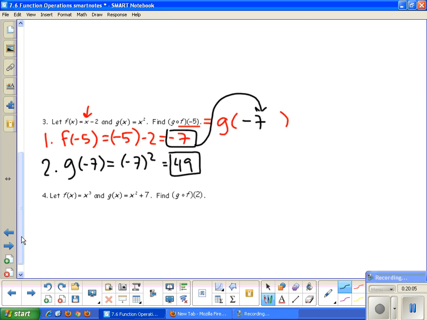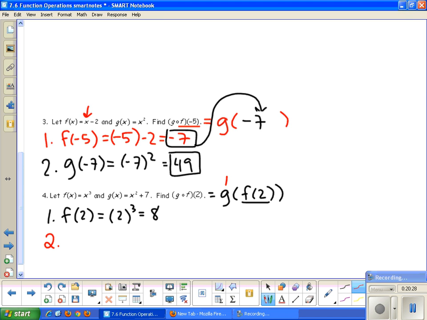Now let's do the next one. For the next one, I'm evaluating g of f of 2, which we can write as g parenthesis f parenthesis 2. So again, my inner function is f, so the first thing I want to evaluate is f of 2. So 2 to the third power is 8. Then I take that answer, because the second step is now I'm going to evaluate the outer function, which is in this case g. So g of 8 would be equal to 8 squared plus 7. 8 squared is 64, plus 7 gives me 71.